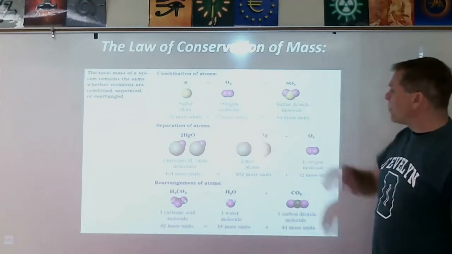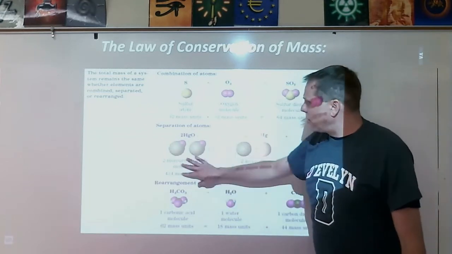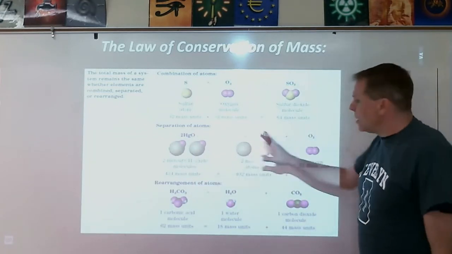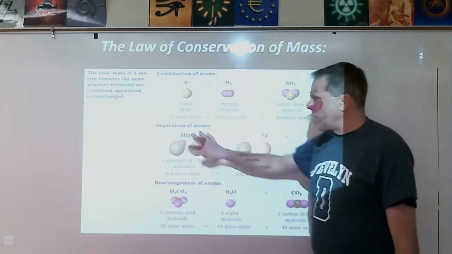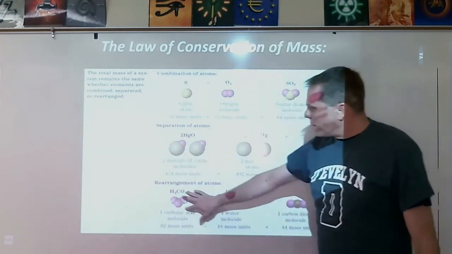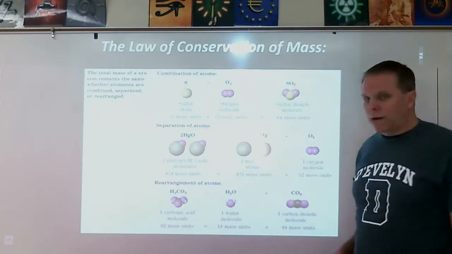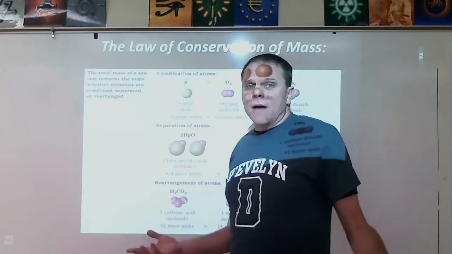And so we've got sulfur and oxygen combining to form sulfur dioxide. We've got some mercury and oxygen coming apart into the separate mercury and oxygen parts, where here it's mercury oxide, right? Here we've got the rearrangement of atoms where we've got this hydrogen carbonate, and it basically separates out into water and carbon dioxide. So this is the law of conservation of mass.